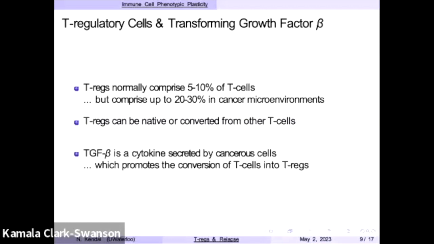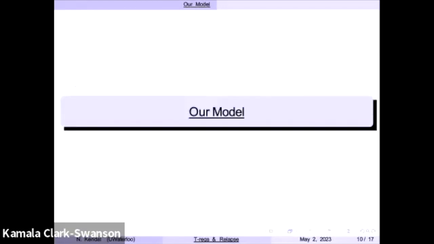And sure enough, it promotes the conversion of T cells into T regulatory cells. And so our hypothesis here is that if we add in the effects of T regulatory cells and TGF beta that's being secreted by cancer, maybe we can reproduce the phenomenon where CAR T cells always die out, regardless of whether the cancer does. Maybe this is kind of the missing link. And so that's what we're going to do. We're going to add these to the original model that we showed before and see what happens.